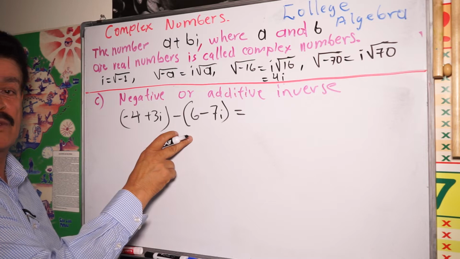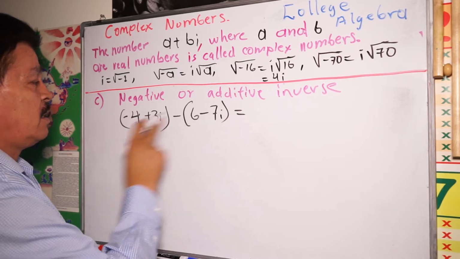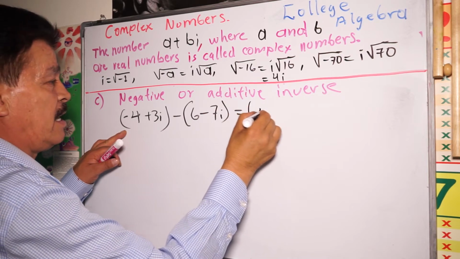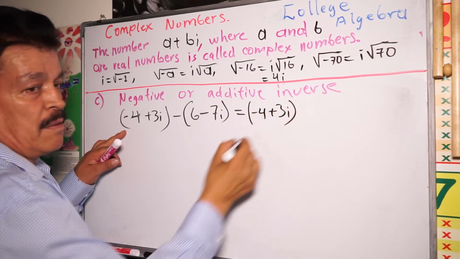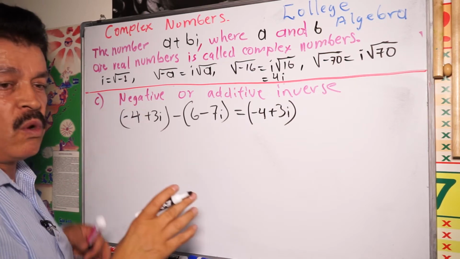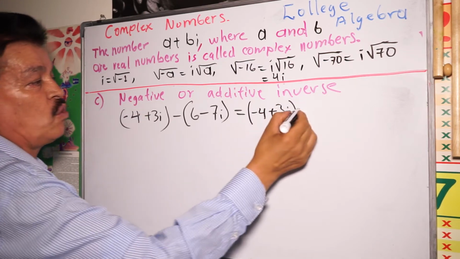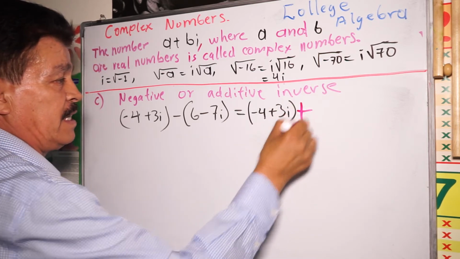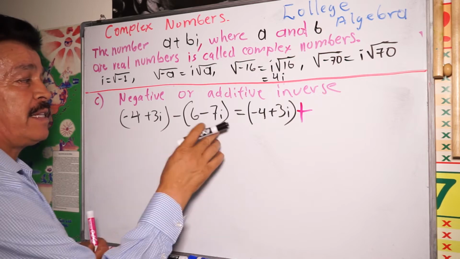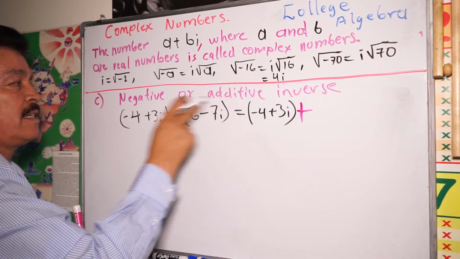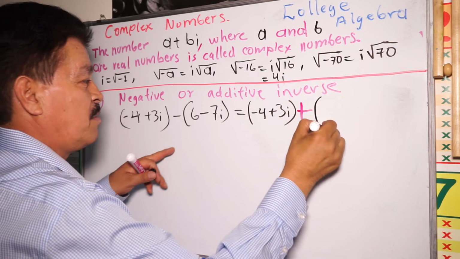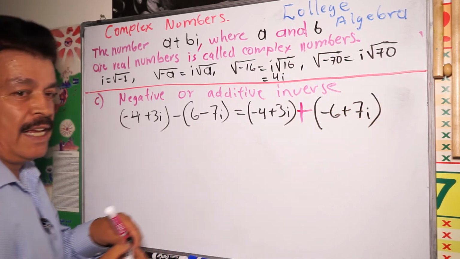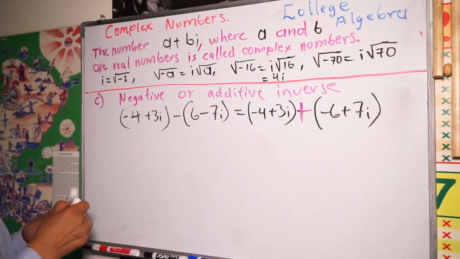How does this rule work? The first term, write the same, exactly the same, plus 3i. But the second one, remember, we are going to change the signs, change to plus. When you subtract, just use the same thing that you added, the symmetric or inverse. In this case, we are talking about the inverse. The inverse is going to be -6 plus 7i. See? Now simplify here.